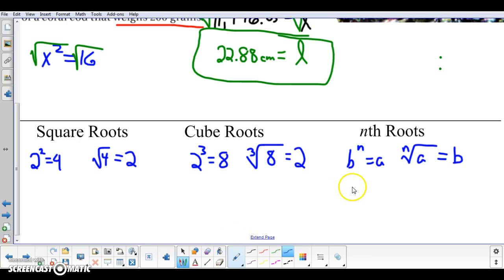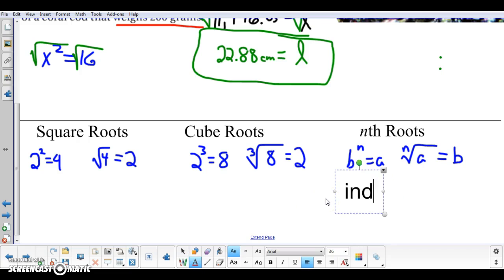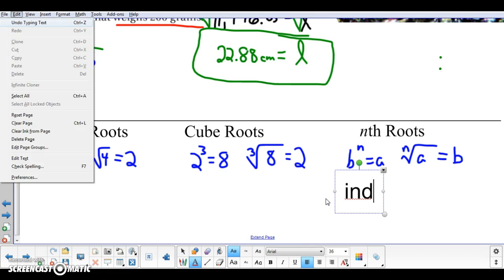Come on here, being a little bit slow. It's all right, bear with it. We call that the index. Oh boy.